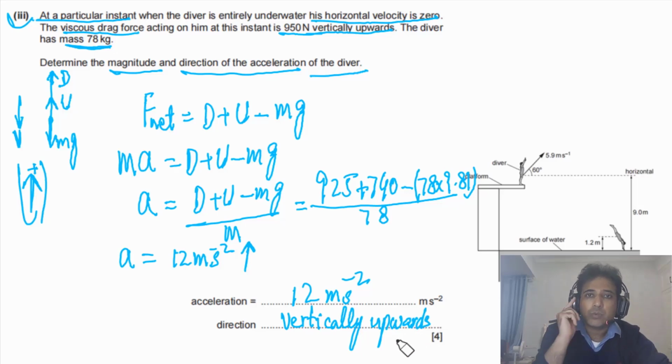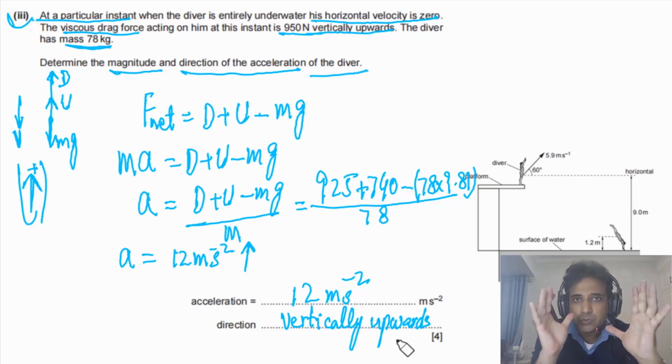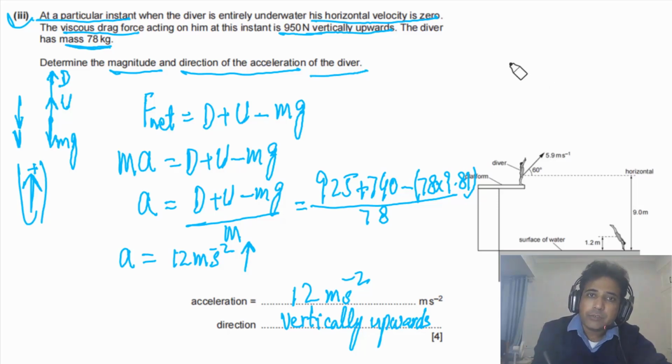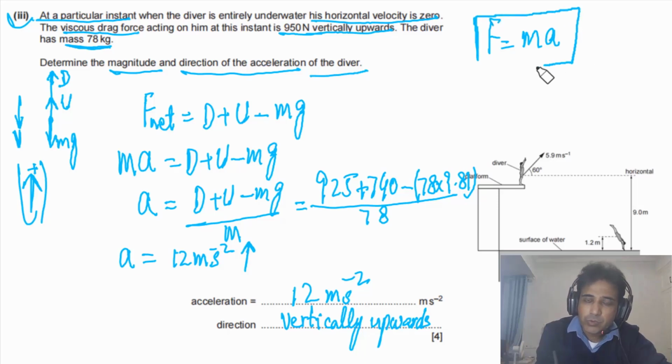Nice question. So you need to understand how to use F is equal to ma. F is equal to ma is a very important formula in mechanics, especially when you're solving questions based on forces and kinematics concept.